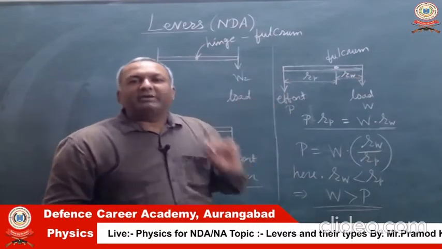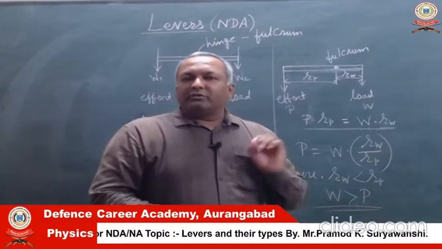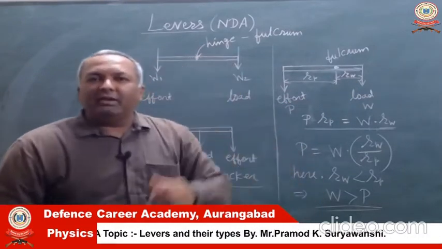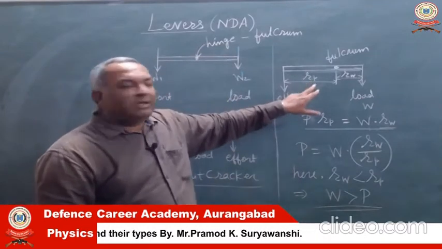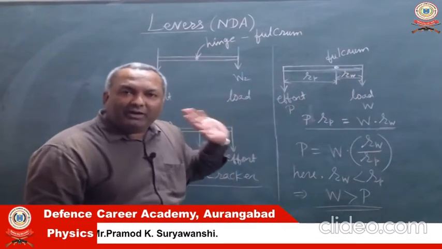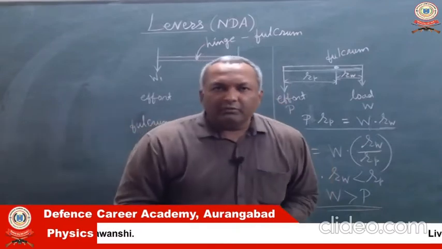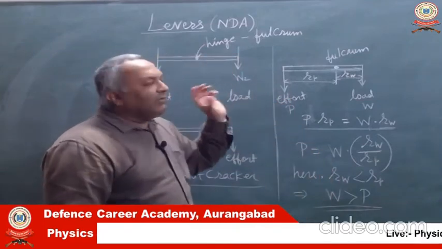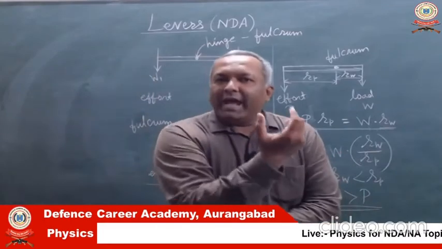So, sometimes this factor RP upon RW is also called the force multiplying factor. How? See, if RP is 5 times RW, then load is 5 times effort, and the force multiplication factor becomes equal to 5. So, one of the most common examples of a lever is our elbow joint.